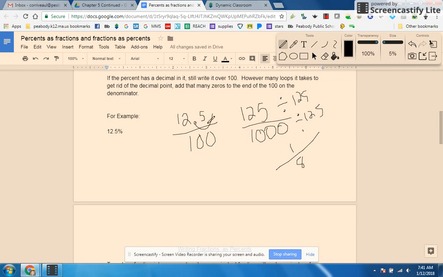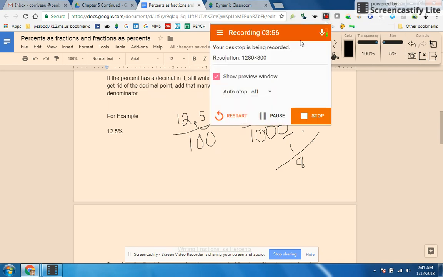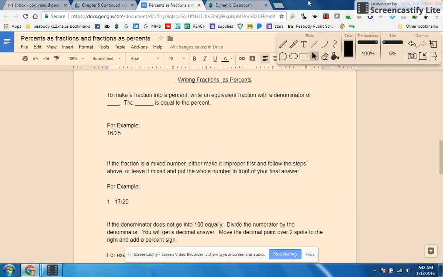So step 1 again, you write it over 100. However many loops it takes to get it to the end to make it a whole number, you add that many zeros to the denominator, and you do the same exact thing you did before. Okay, let's try one more thing. So we just took percents and made them into fractions, and now we're going to go backwards and take fractions and make them into percents. So to make a fraction into a percent, write an equivalent fraction with a denominator of 100 because percents are out of 100. Okay, the numerator is equal to the percent.